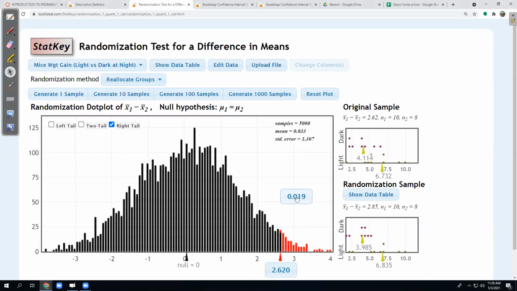So what this tells me here is that if we expect there to be no difference in weight gain with the lights on or not at night, the chance of getting a sample with a difference of 2.62 or higher is about 0.019 or 1.9%. So I'm going to draw a picture of that.